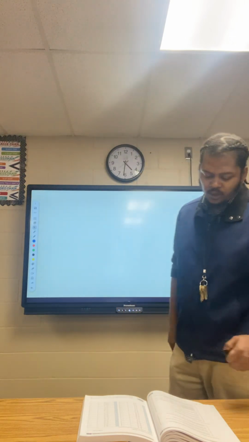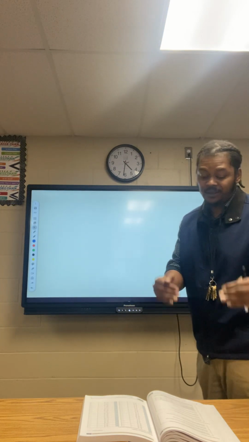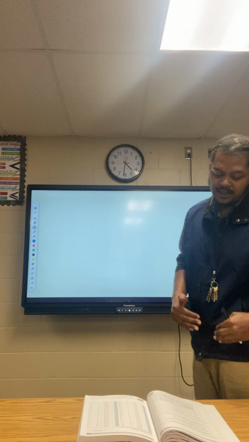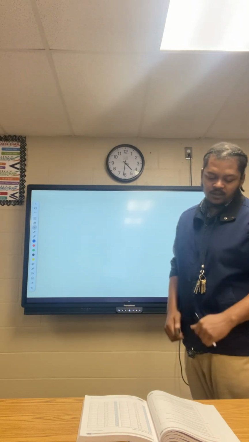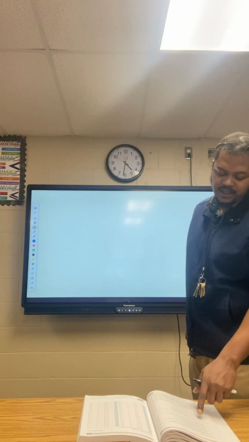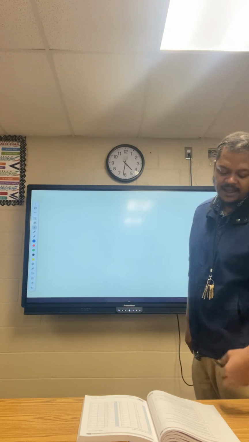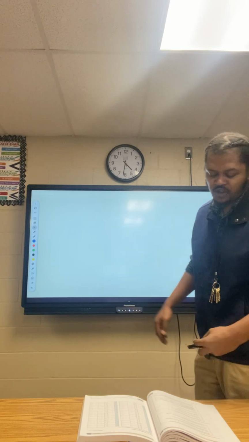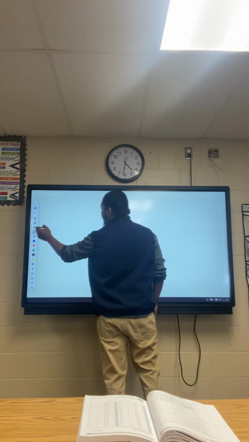I'm not going to go over these because I'll just be giving you the answers. So what I'm going to do is give you an example of these properties. The first one says, number 1, state the commutative property of addition using the variables A and B.